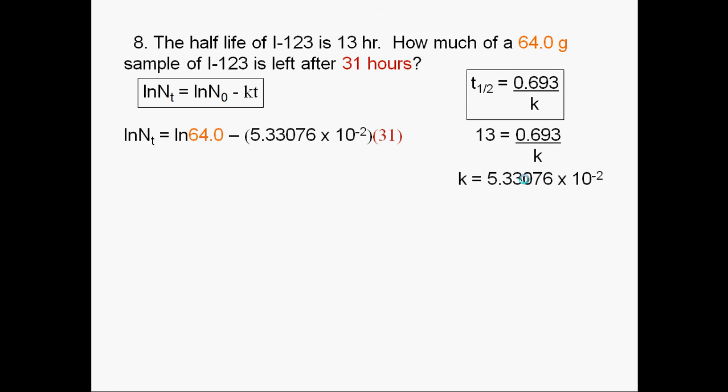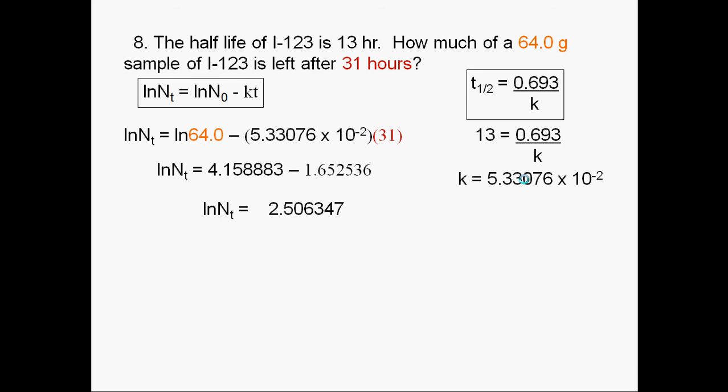So here's everything I know. I know my starting amount was 64, I know K because of the half-life, and I know that the time that's passed is 31 hours. So now I'm just going to plug those values into my calculator until I determine that the natural log of my ending amount is 2.5 and so on. Now you cannot stop there. I have to solve for NT.